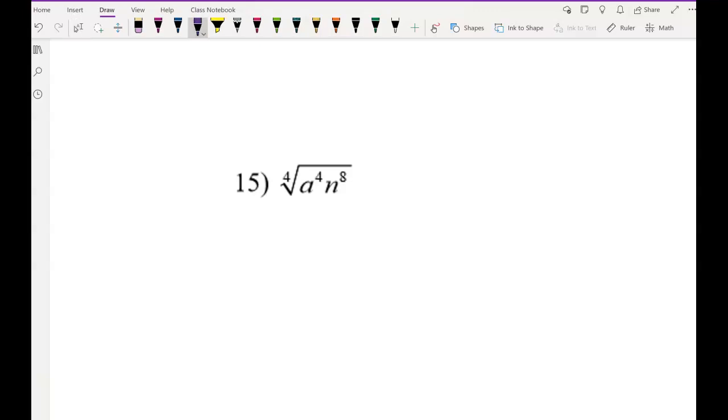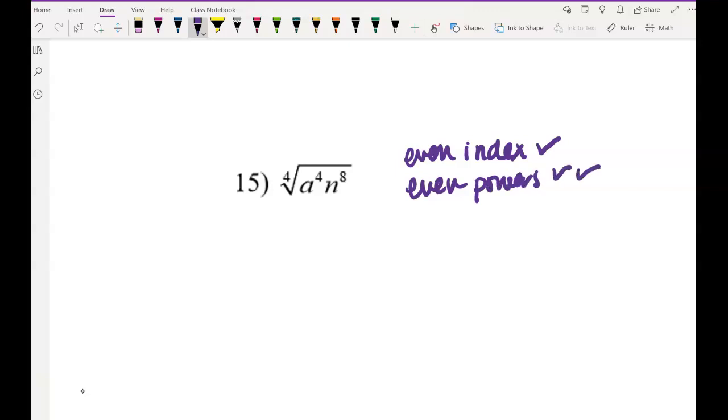Oh my. Even index, okay, checked. Both a and n have what? Even powers, right? So both of them have even power, checked and checked. So now we need to simplify to see if our answer will end up with an odd exponent. So a to the fourth with the fourth index, we have an a as an answer.